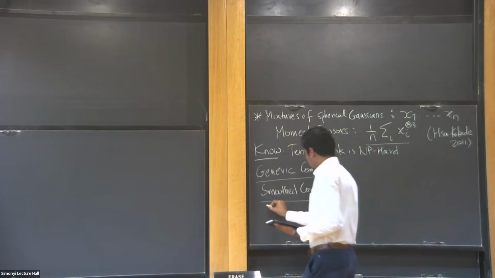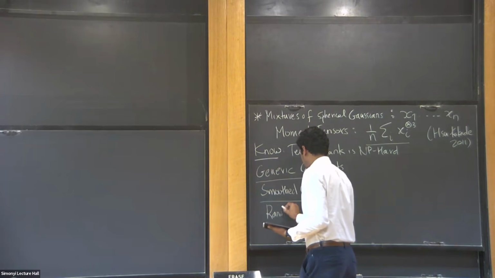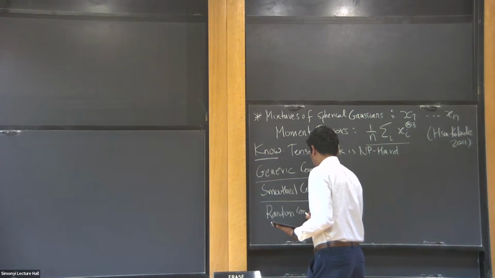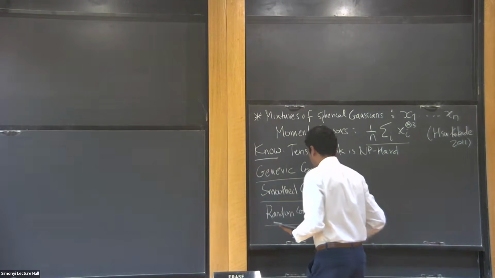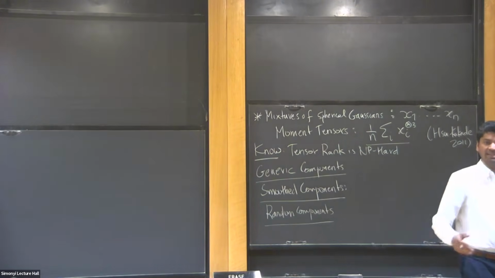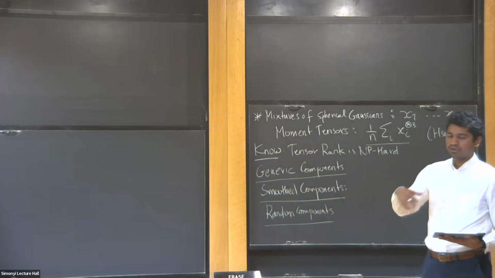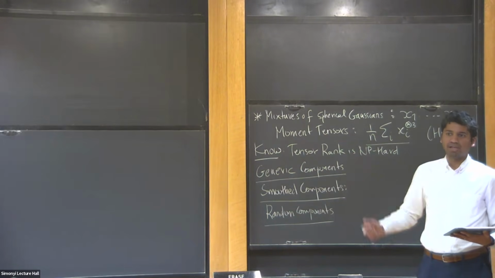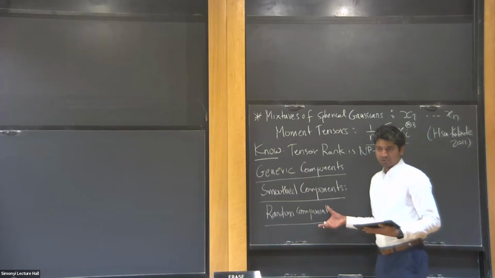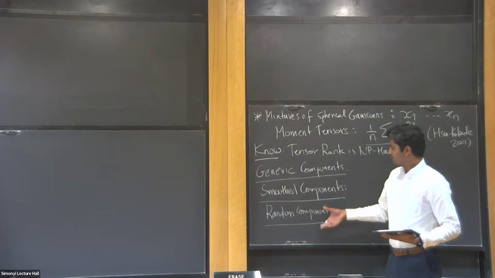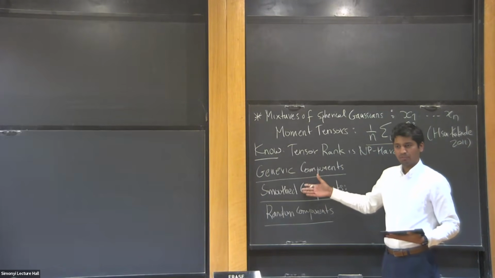And I'm also going to talk briefly, at least in terms of comparison, to tensors with random components. And here it means that the vectors AI, BI, CI are chosen as independent, let's say, standard Gaussian random vectors. Okay, so this is in some sense the most restrictive model. This is the least restrictive model. This is somewhere in between.